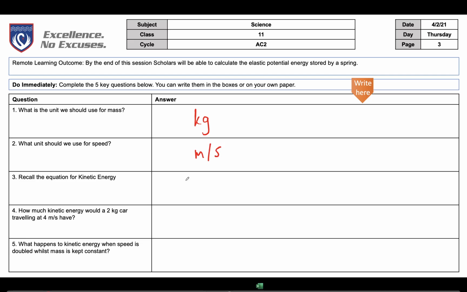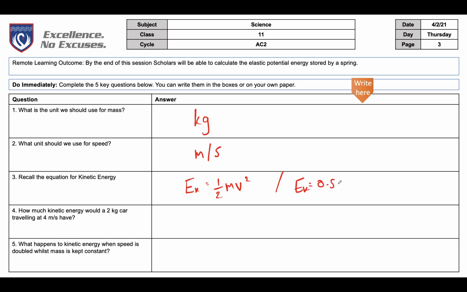The equation for kinetic energy. So EK is a half mv squared. You might have seen it as EK is 0.5 mv squared. Either of those is fine. How much kinetic energy would a 2 kilogram car travelling at 4 meters per second have? So the kinetic energy is going to be 0.5 or a half times its mass times 4 squared. So that would come out as 16 joules.